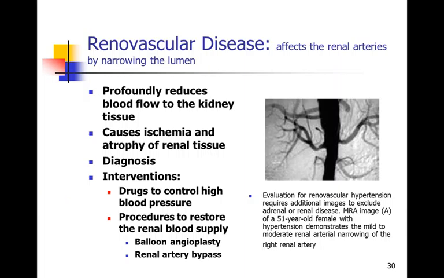Renal vascular disease usually occurs very suddenly. They have a sudden increase of hypertension. It occurs more often in people 50 years old and greater. And they can have some renal stenosis, which leads to atherosclerosis.